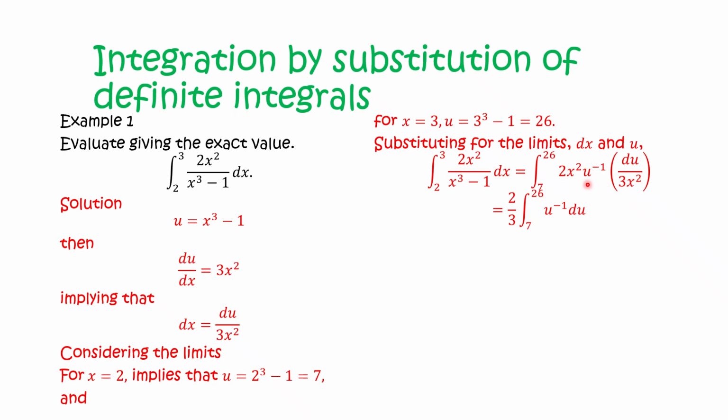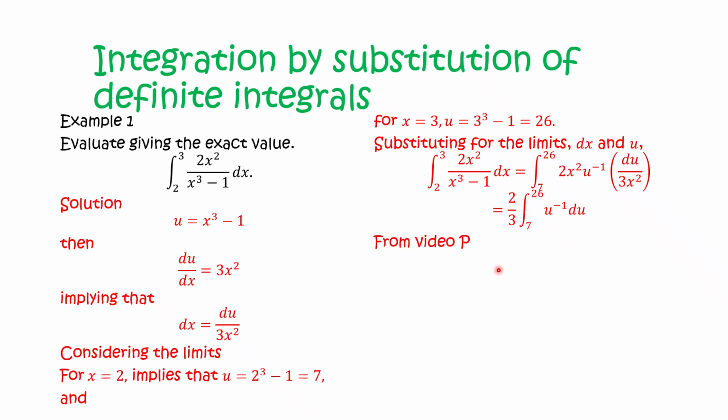And the u to the power minus 1 came from the x to the power 3 minus 1, which was in the denominator. Now, applying the laws of indices, that is the same as u to the power minus 1. So that's where we got that term from. Simplifying further, we are going to have 2 over 3. Now, that is a constant which we take outside and integrate, keeping the limits and integrating u to the power minus 1. Now take a look at how our problem has been drastically simplified.